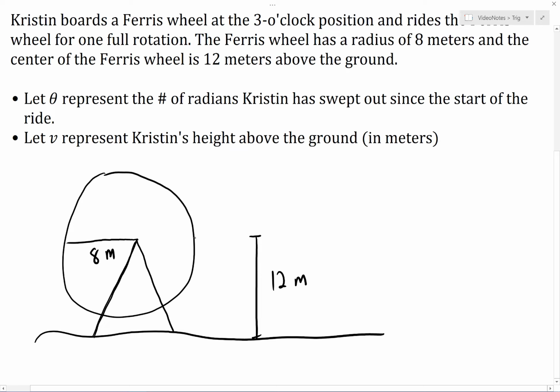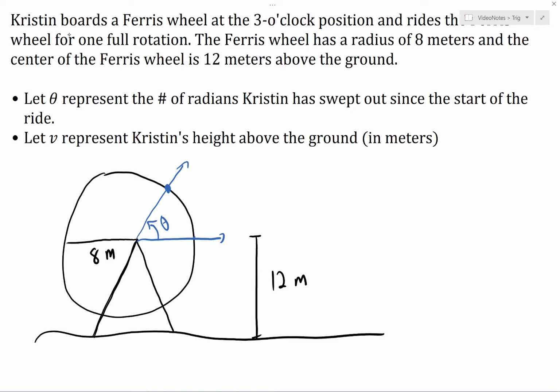Kristen starts at the 3 o'clock position, so we'll draw an initial ray like that, and then she travels in the counterclockwise direction, sweeping out theta radians. We're imagining this as varying, so imagine that terminal ray sweeping in the counterclockwise direction, but we can only draw one instance of it. So we'll just draw a little diagram like this, and Kristen sits right here after sweeping out theta radians.